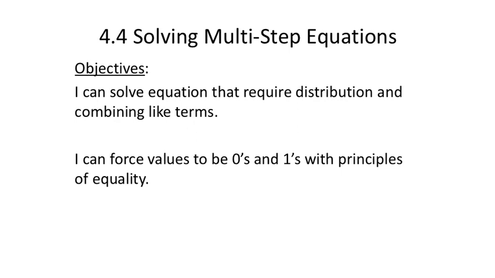With 4.4 being multi-step equations. Multi just means more than one. So our two objectives: I can solve equations that require distribution and combining like terms. That's stuff that we do before we get to use principles of equality, because after we're done with this stuff, once we get there, then we will force values to become zeros and ones like the starter problem, right? So we have to do this first, and then we can do this stuff.